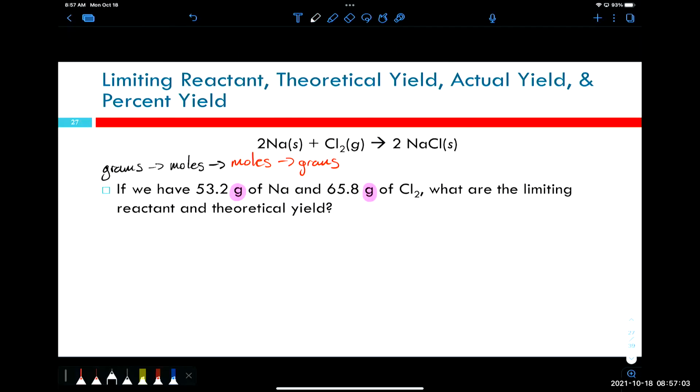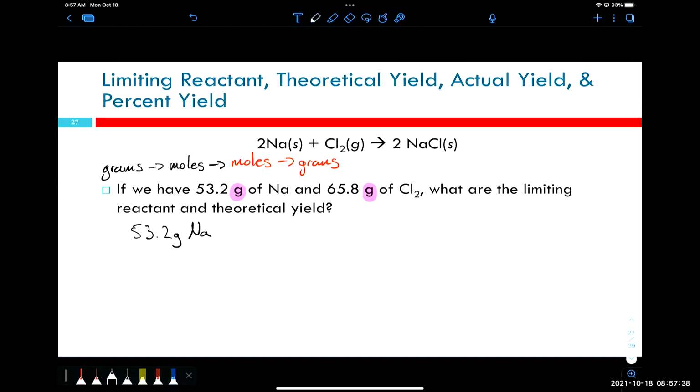So we can use this as our solution diagram, just make it a little bit more specific. But again, we just do it almost exactly the same way that we did before when we were just working with moles. We just add this extra conversion in. So we'll start with 53.2 grams of sodium. And then the atomic masses from the periodic table are all in grams per mole. That's why we can use them to convert from grams, which we have here, to moles, which we need.